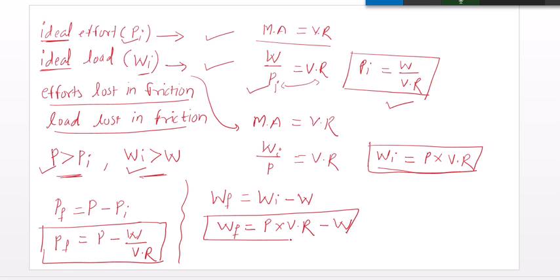So all of you remember the formulas of ideal efforts, ideal load, efforts lost in friction and load lost in friction. Based on all these concepts we need to solve the numericals. And one more thing, the law of motion, reversible machine and non-reversible machine, we need to understand, that we will take in the next session. Okay, thank you very much all of you.